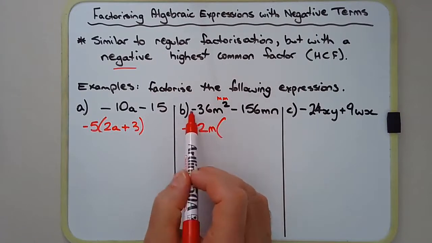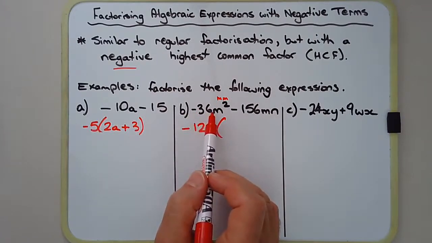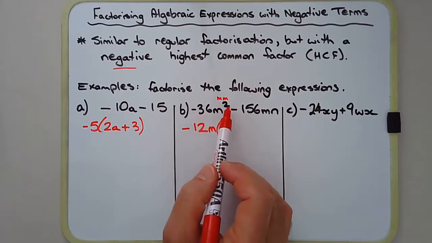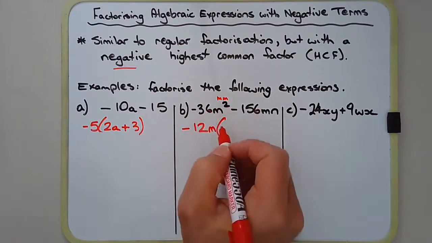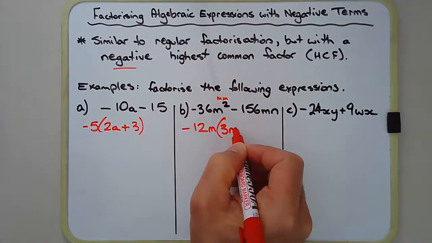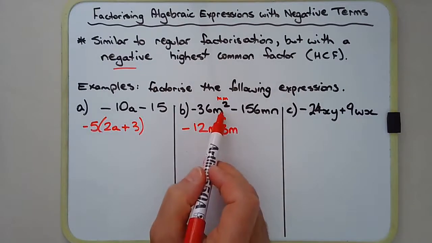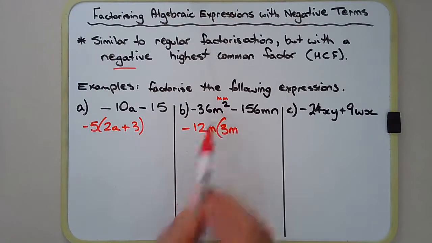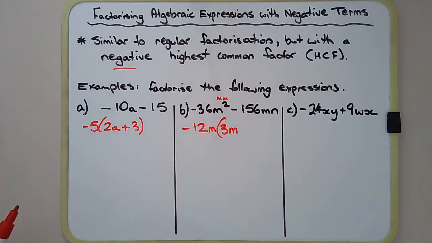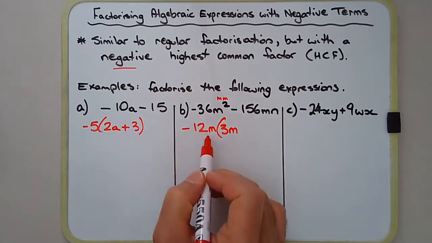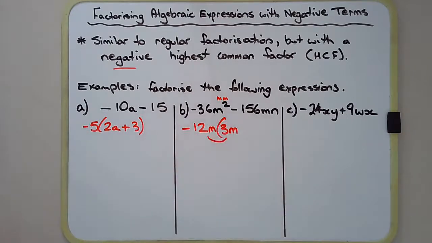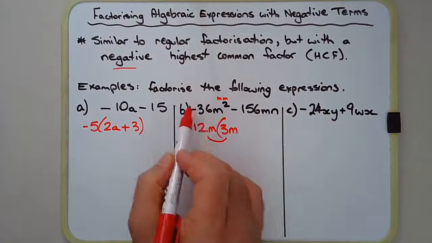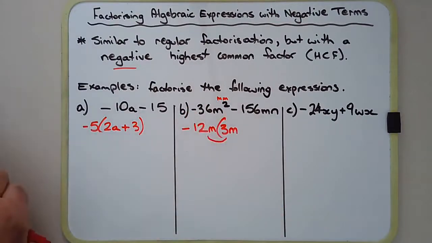Negative 12 into negative 36m squared. 12 goes into 36 3 times, in fact 3m times, because m goes into m squared m times as well. M times m gives me m squared. I'm always thinking in the back of my mind, if I expand this out, I should get back to negative 36m squared.